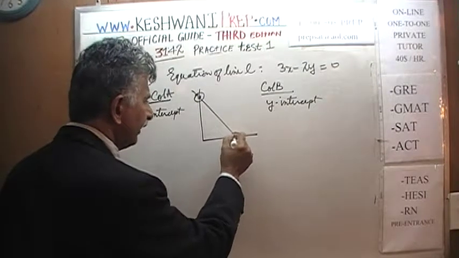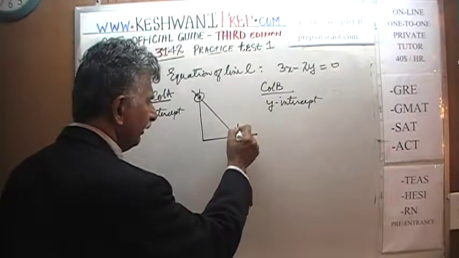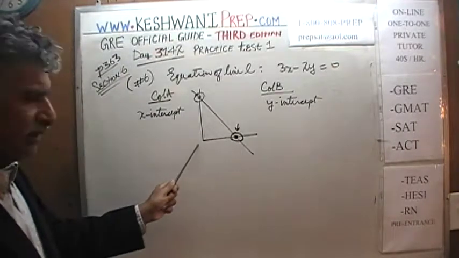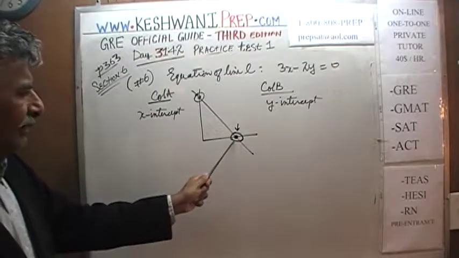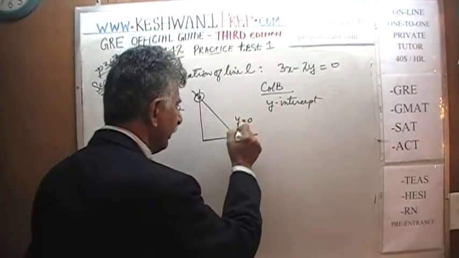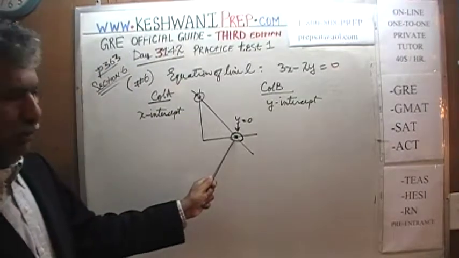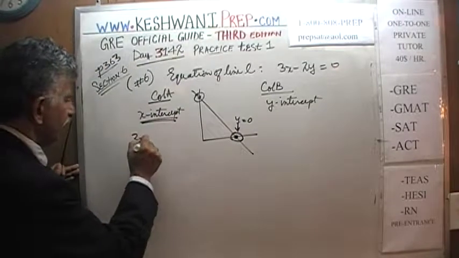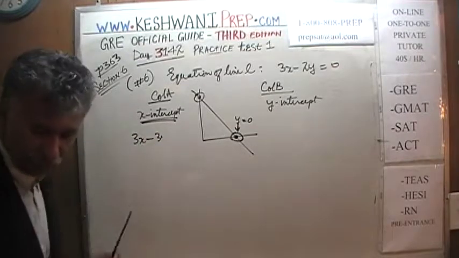X-intercept is where the line cuts the x-axis, right here. Where the line cuts the x-axis, the y-coordinate at that point has to be 0. So let's put it in this equation. We want to find the x-intercept for this equation, 3x minus 2y.